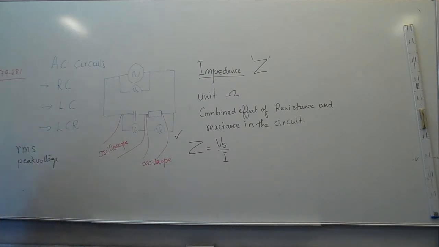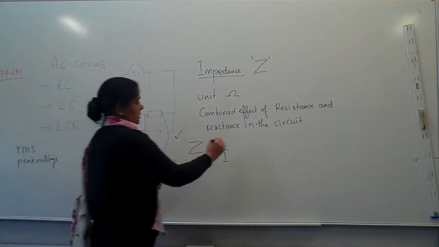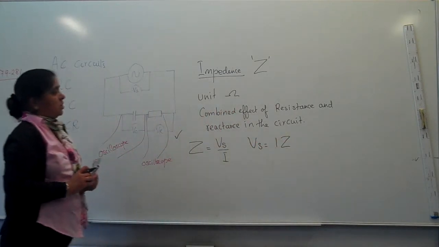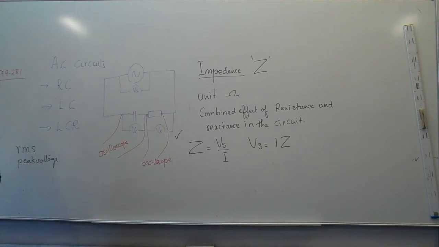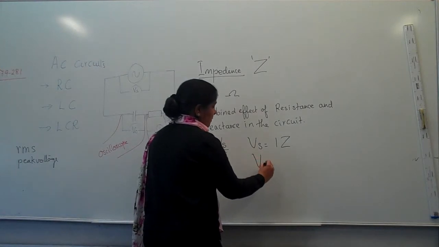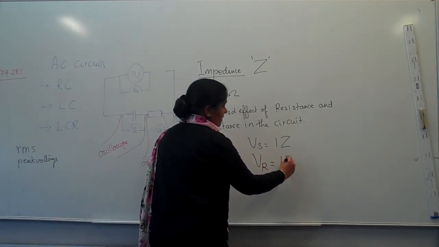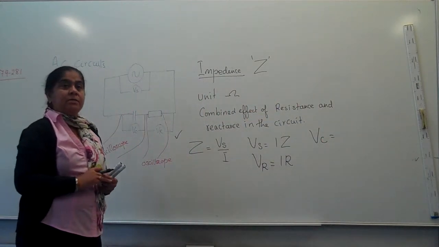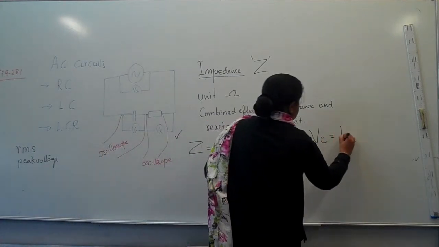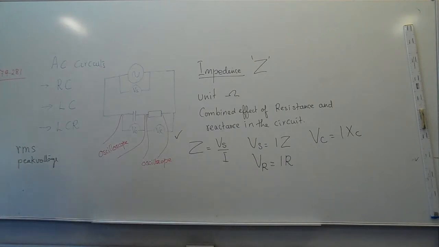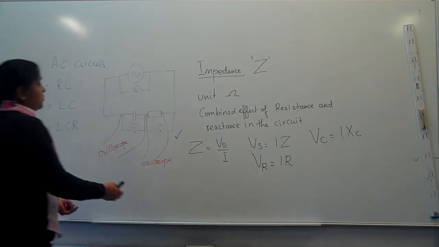Now, if we write this equation in terms of Vs, what does it become? Vs is IZ. I've just rearranged it and made Vs the subject. What is VR from Ohm's law? VR is IR. And what is VC from just the first part that we discussed? VC is the same as IXC. Now just look at those three equations that I have written on the board, and I will go back to those phasors again.